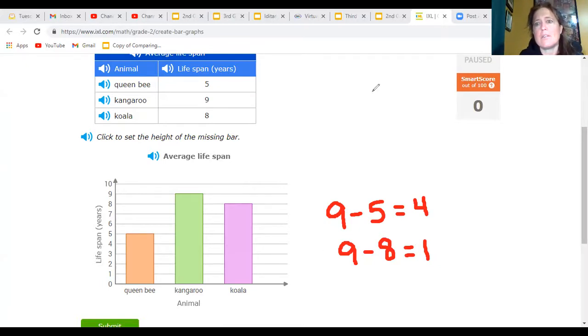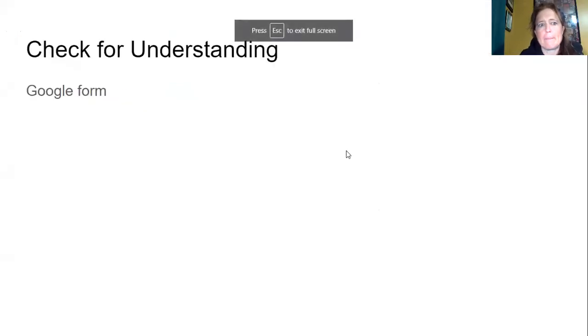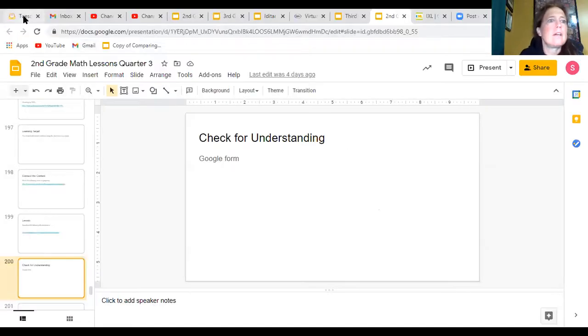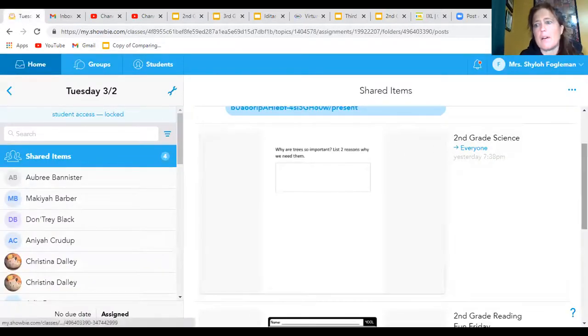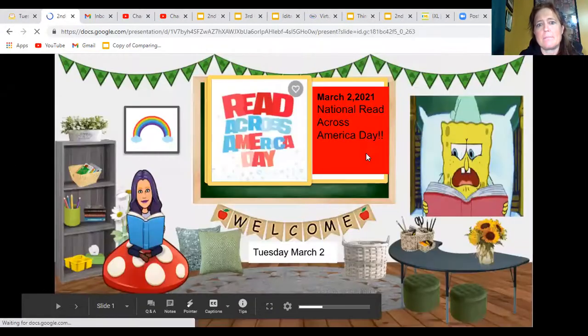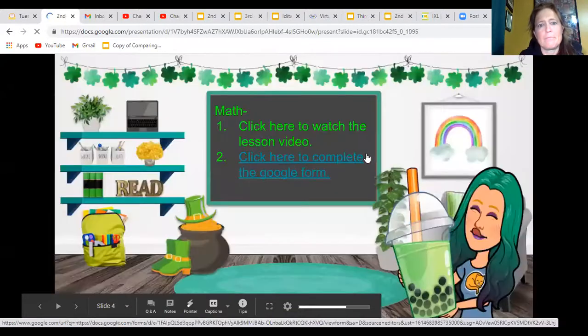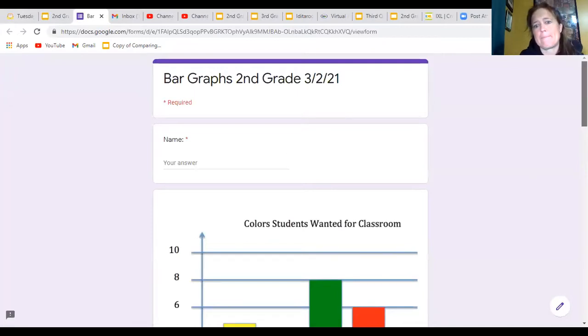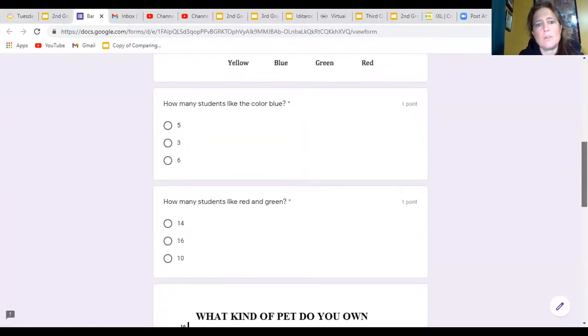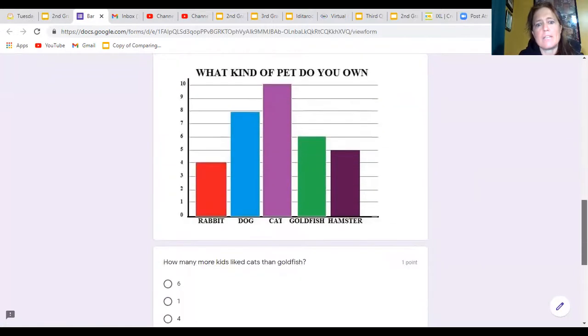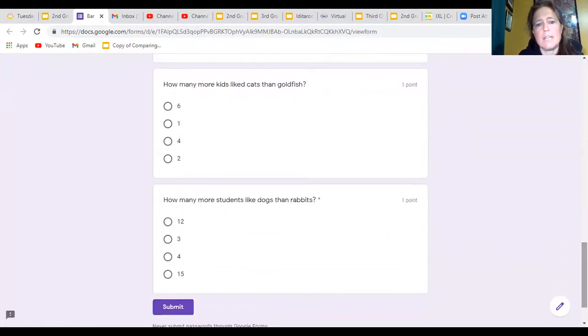Today, I want you to go into Shobi to our math slide. And right here, there is a Google form I want you to take. This graph has to do with these 2 questions. And then this graph has to do with these 2 questions. And then again, make sure you hit submit so that your score comes to me.